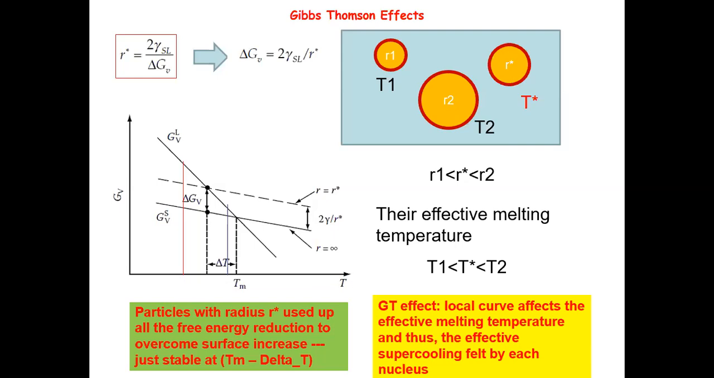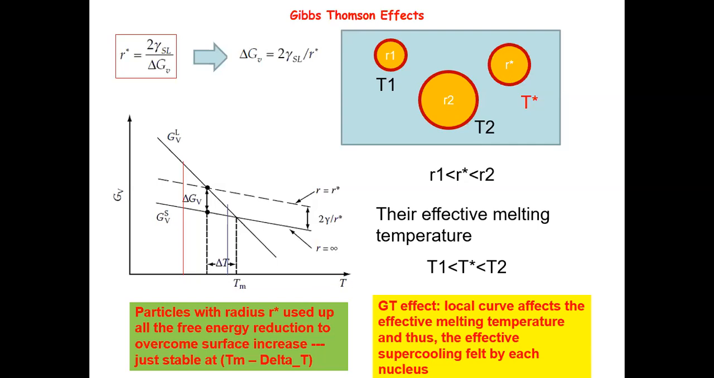So what is the Gibbs-Thomason effect? In summary, this means the local curvature affects the effective melting temperature of these particles, and that's the effective supercooling felt by each of the nucleus. That's basically the Gibbs-Thomason effect in a nutshell. For now we focus on the conceptual understanding. Later we're going to make this more quantitative. We already showed you the equation for that, but we'll show how we get that, which is very straightforward. Okay, so let's move on.